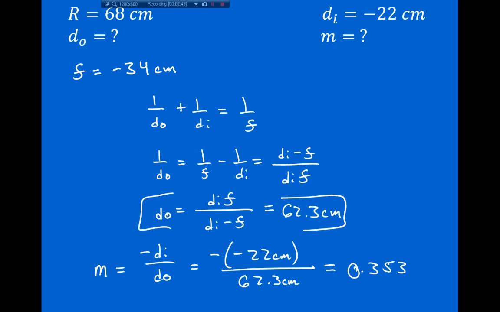0.353. Now the next part of the question asks us to determine whether the image is upright or upside down. Because the magnification is positive, we see that the image is upright. And because the absolute value of my magnification is less than 1, we see that the image is going to be smaller than the object.